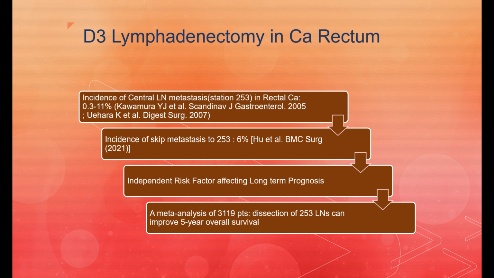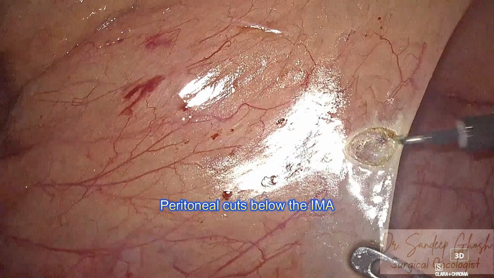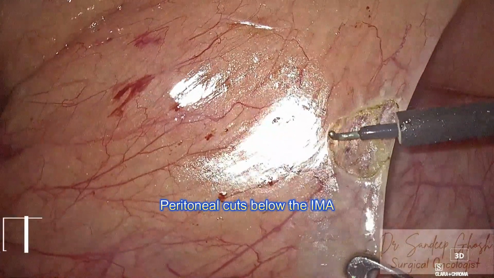The incidence of central lymph node metastasis in rectal cancer is up to 11%, with a 6% skip metastasis. The D3 lymph node is typically situated from the origin of the IMA up to the takeoff of the left colic artery.